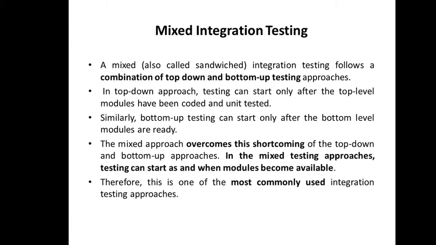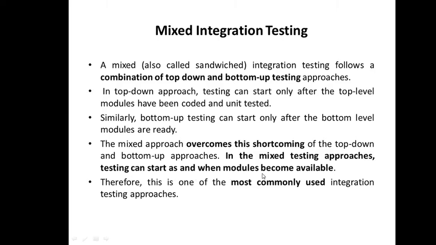So how can you use it? We use the advantage of both the approaches. For example, in a top down approach, testing can start only after the top level modules have been coded and unit tested, while in the bottom up approach, testing can start only after the bottom level modules are ready. These were the constraints with the top down and the bottom up. So in the mixed approach, this shortcoming is overcome. How? In the mixed testing approach, testing can start as and when modules become available.